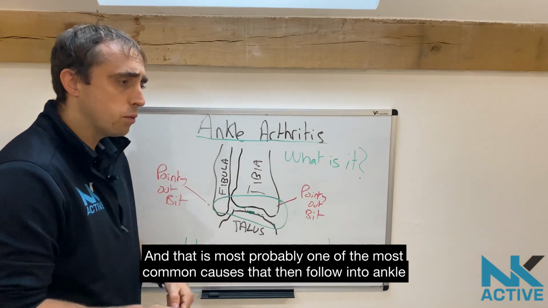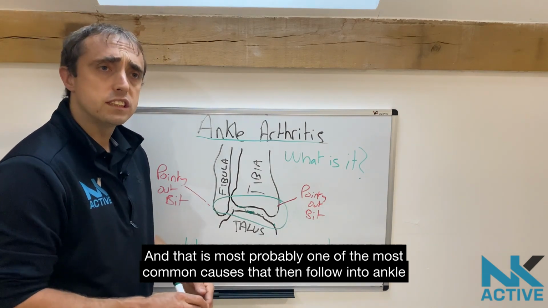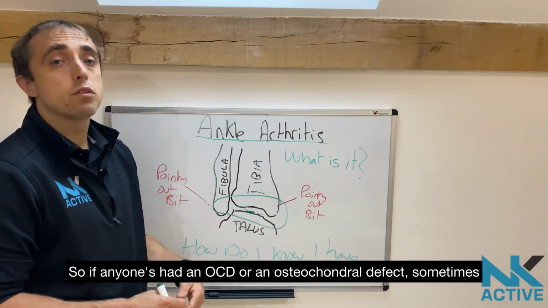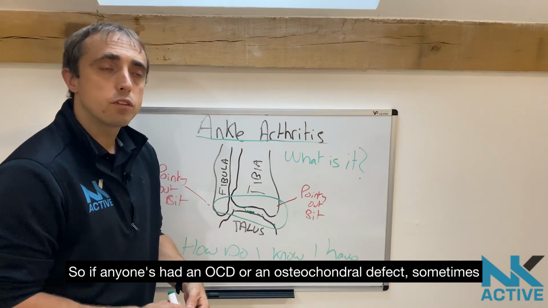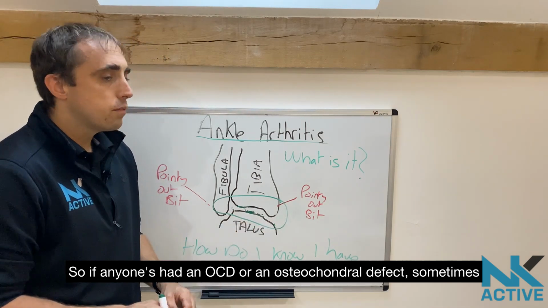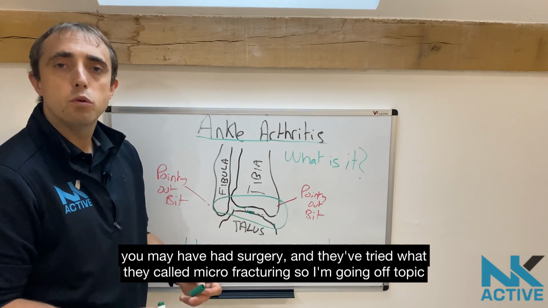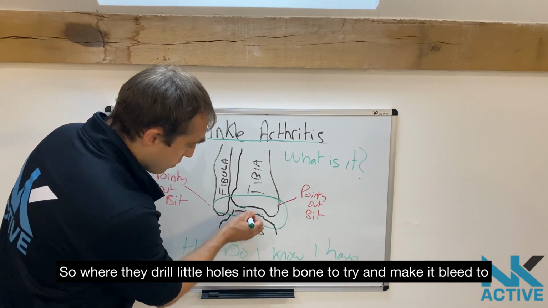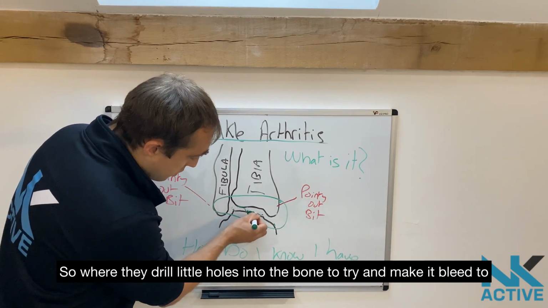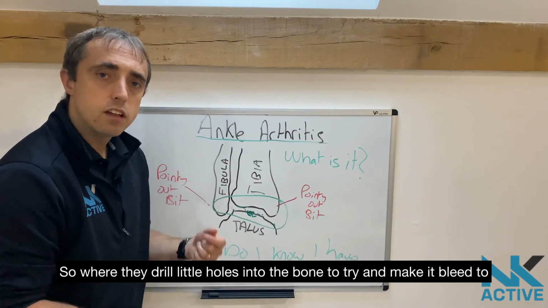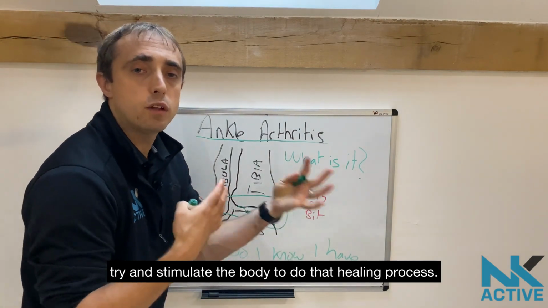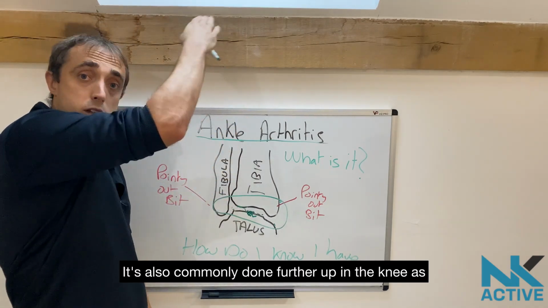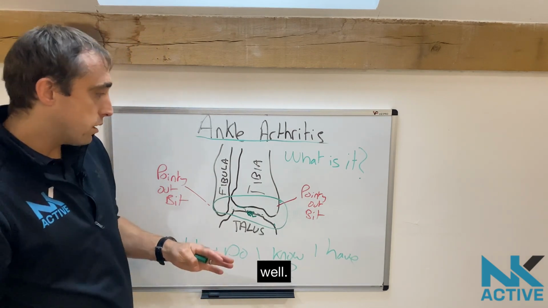And that is most probably one of the most common causes that then follow into ankle arthritis later on in life. So if anyone's had an OCD or an osteochondral defect, sometimes you may have had surgery and they've tried what they call microfracturing. So I'm going off topic here, but sorry. That's where they drill little holes into the bone to try and make it bleed, to try and stimulate the body to do that healing process. It's also commonly done further up in the knee as well.